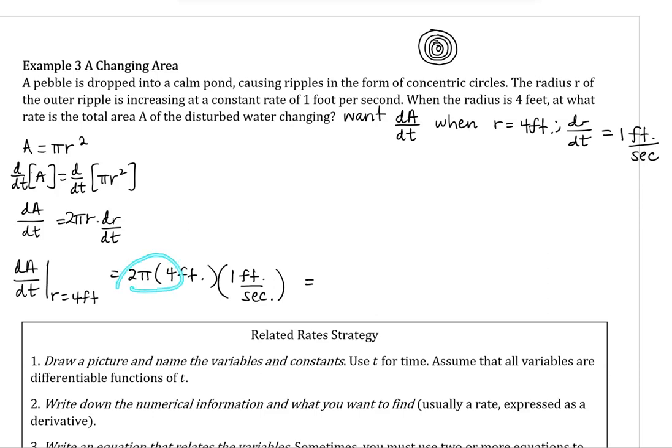The 2 pi times the 4 will give us an 8 pi. I'll just leave my answer in terms of pi. Pay attention to the units here though, because we have feet times feet divided by seconds, leaving us with feet squared per second, which makes sense because we are asking how fast is the area changing. Our answer should be in feet squared per unit of time.